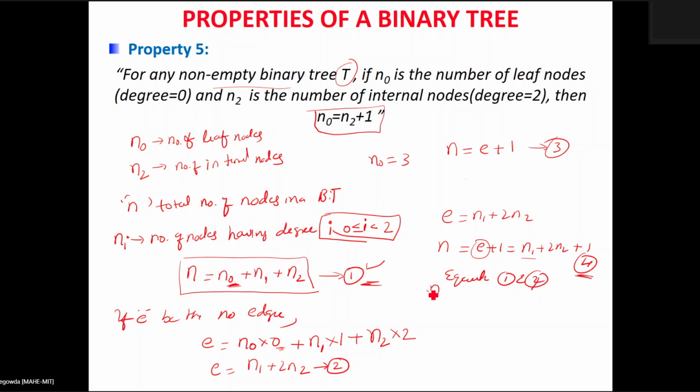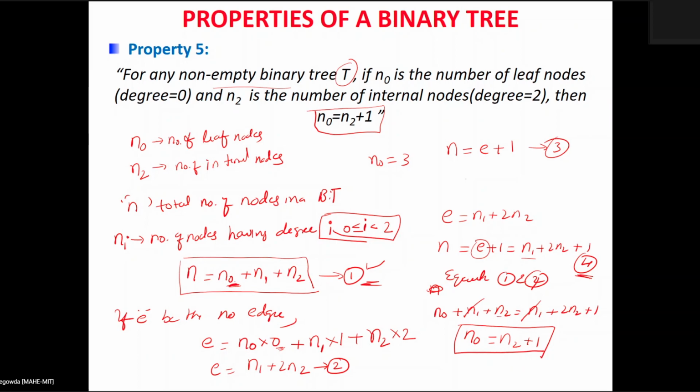So what I'll get is n0 plus n1 plus n2 is equal to n1 plus 2n2 plus 1. So what happens here? I have n1 and I have n1, these two get cancelled. Then I am left with n2 on the left, which is subtracted from 2n2. So finally I am left with n0 is equal to n2 plus 1. Now property 5 is proved.